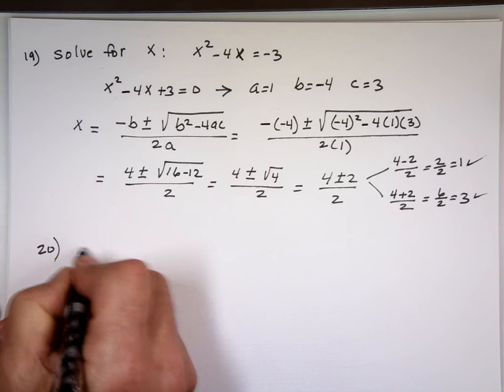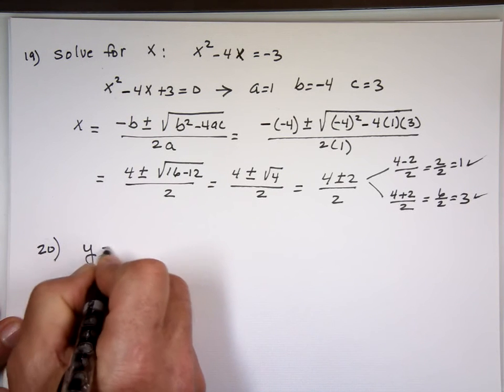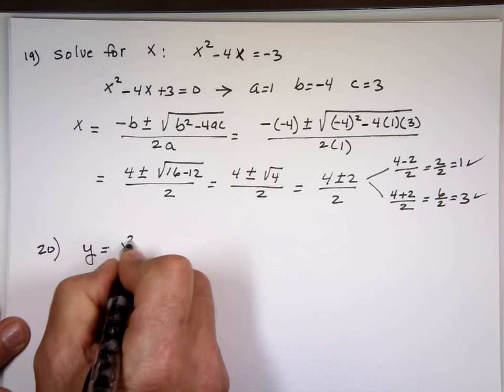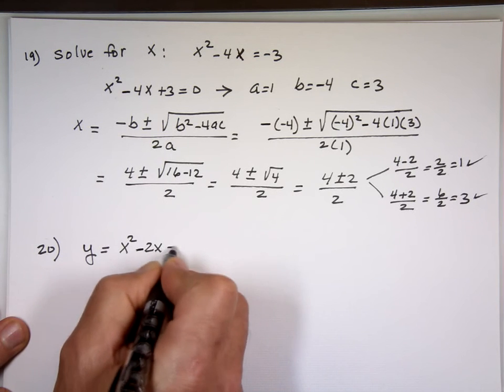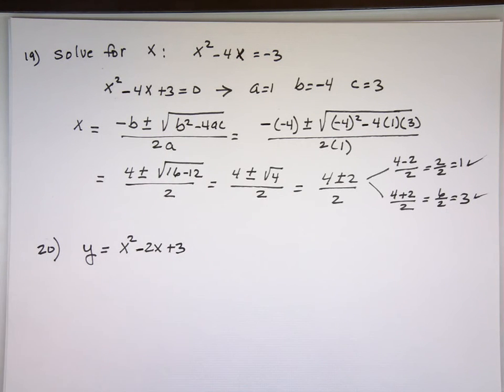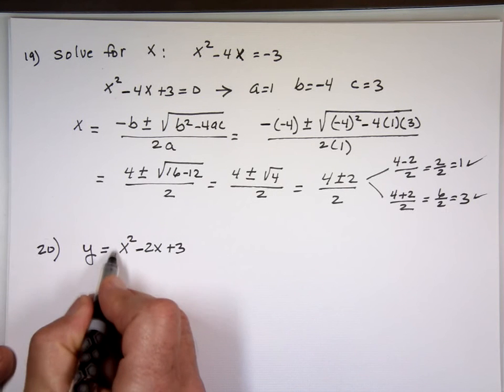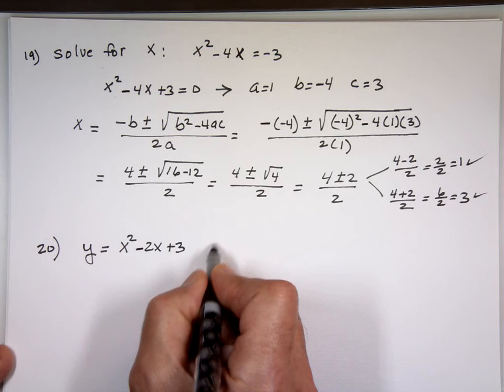If I give you y equals x squared minus 2x plus 3, can you tell me where the vertex is? What's the axis of symmetry? Which way is it going to open? And let's graph it. Do all the stuff in one problem. Well, the coefficient of x squared is positive, so I know it's going to open upward, because that number is positive.